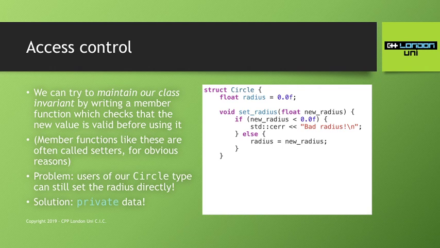We have this setRadius function. It does the error checking for us. If the new value is okay, we use it. Otherwise, we reject it and we print an error message. Brilliant. Perfect. Awesome. We now no longer can have a negative radius.